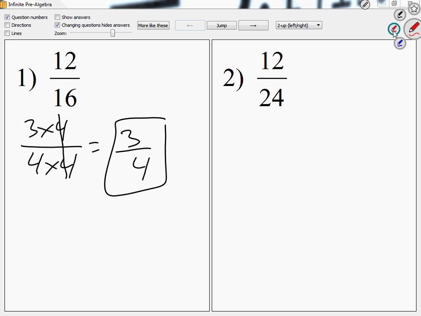Another way, and what many teachers come and say, is divide top and bottom by the same thing. We could have said, well, I can divide each of those by 4, and then we have 3 over 4. Right, divide top and bottom by the same thing, or write it as a multiplication and cancel the same number for both. So that's how we do simplifying questions 1 through 6. Any questions for the first 6?